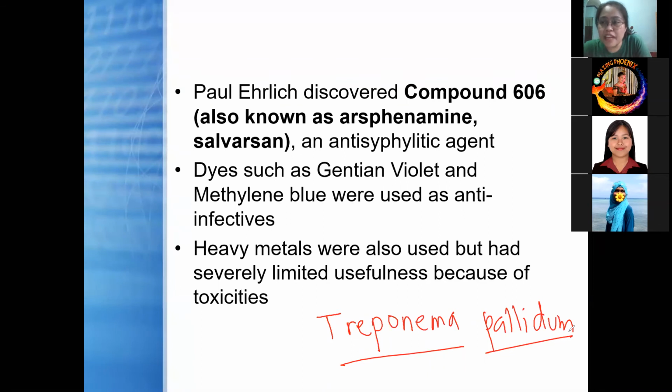So do not forget that syphilis is a sexually transmitted disease. So you can get this when you have sexual intercourse with a person infected with this bacteria. Now, how will you know if a person has syphilis?